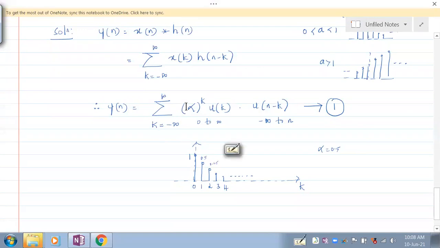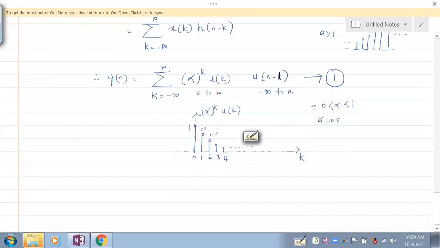But we should understand that alpha to the power 0 is 1. And since alpha is greater than 0 and less than 1, it's a decaying exponential. So what we have written is alpha power k u of k.